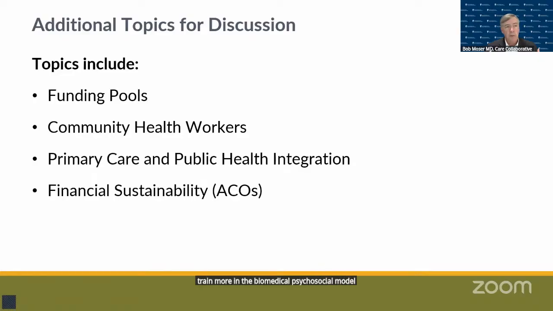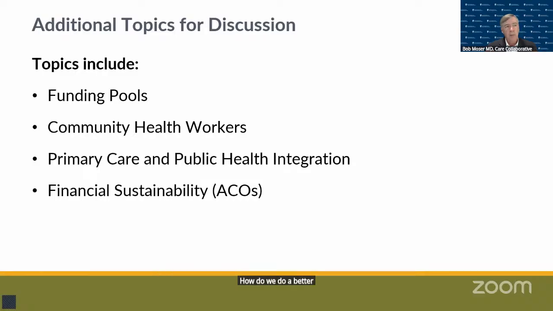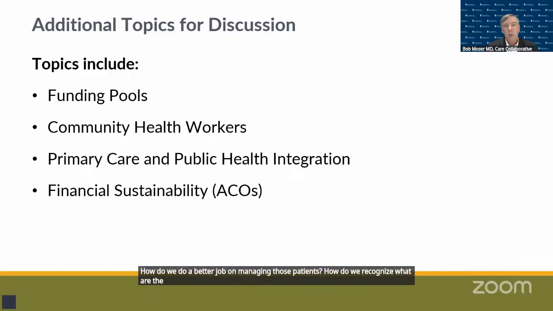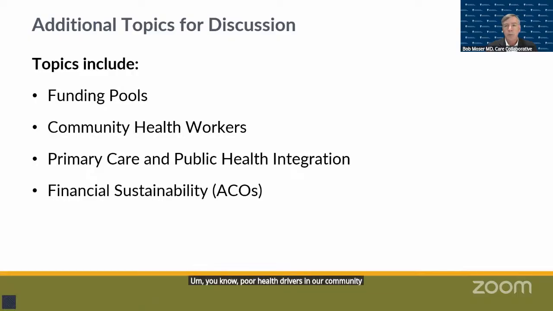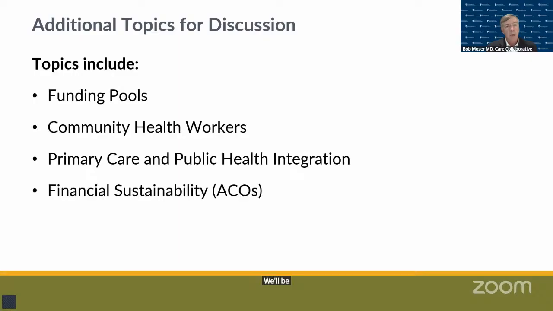But we are trapped in the sense that we've got volumes of patients to see, time limitations, and maybe not the level of expertise. So how do we do a better job managing those patients? How do we recognize the poor health drivers in our community and work with public health, not only with surveillance, but education, programming, and so on? We'll be talking more about that model in the breakout as well.